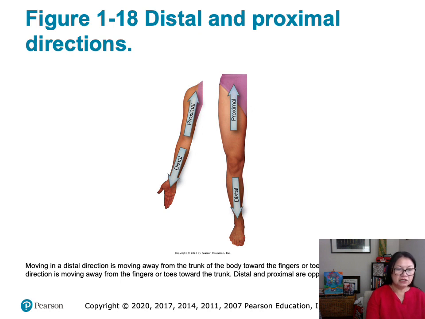In addition to the terms you've learned so far, several other words are commonly used to refer to body directions and locations. For example, moving from the trunk of the body toward the end of the limb, such as an arm or leg, is moving in a distal direction, or distally. Conversely, moving from the end of an arm or leg toward the trunk of the body is moving in a proximal direction, or proximally. Distal and proximal are opposite directions.